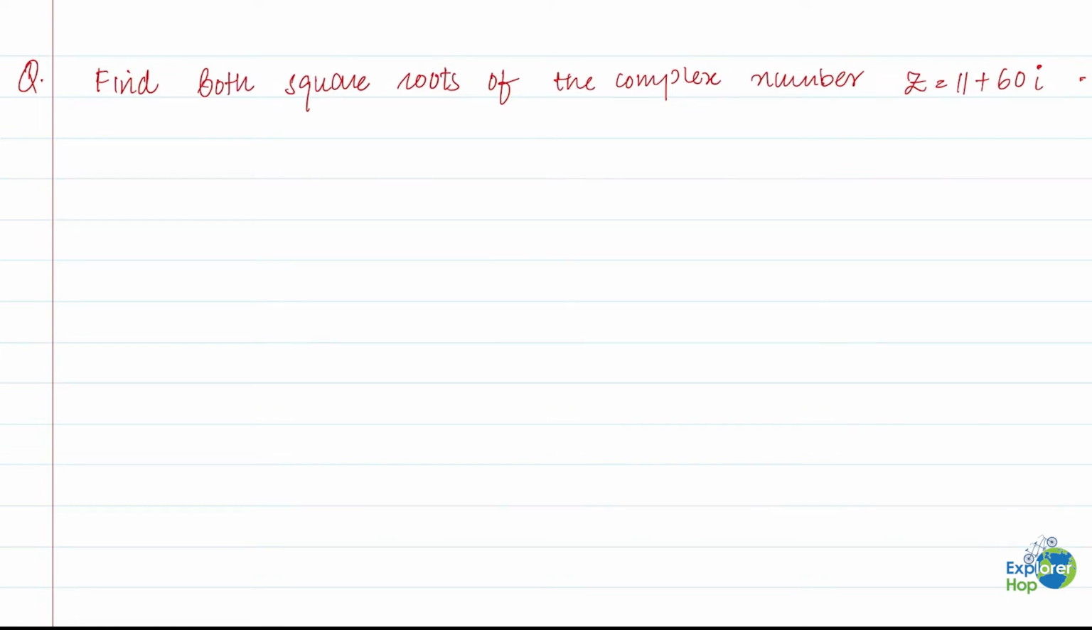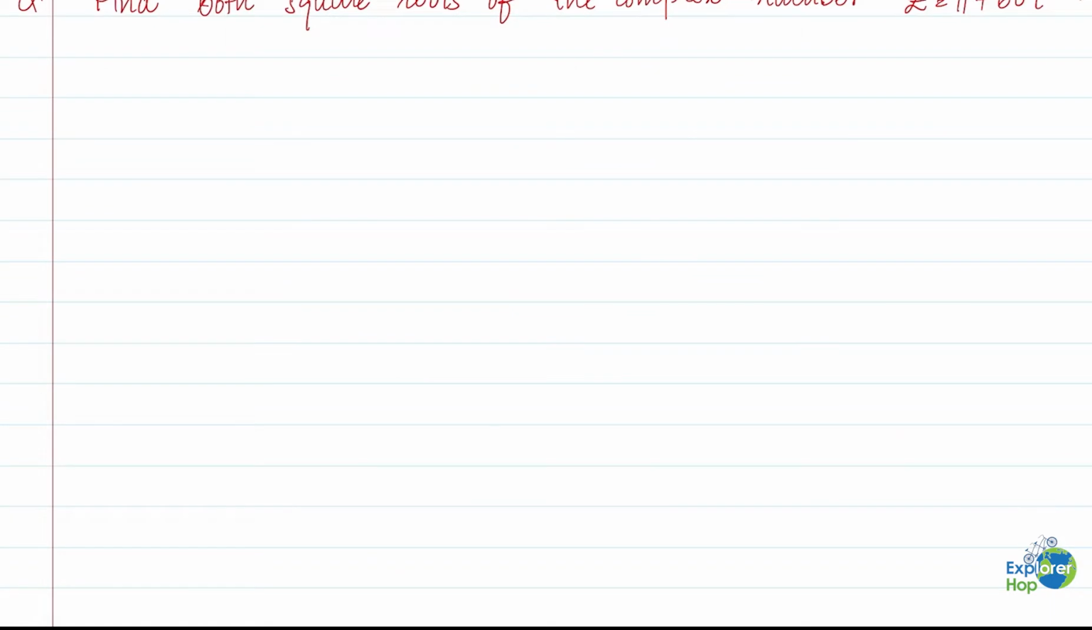In today's worked example, we'll be looking at finding both the square roots of a complex number 11 plus 60i. So let's start. First, we'll assume that the square root of the complex number is x plus iy.